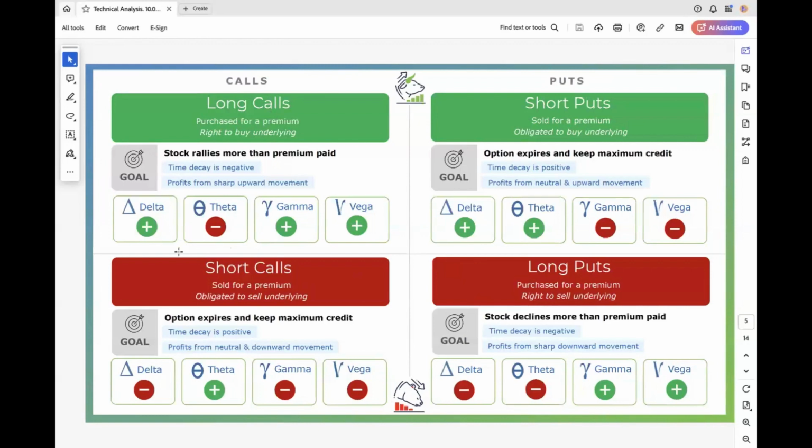So if the stock goes up or down, delta tells us where the premium is going to move. Theta tells us our daily time decay. Gamma is like your acceleration, so your magnitude that's there. And vega is going to tell you your volatility exposure. So we want to amplify the positive and mitigate the negative when we're working with options.